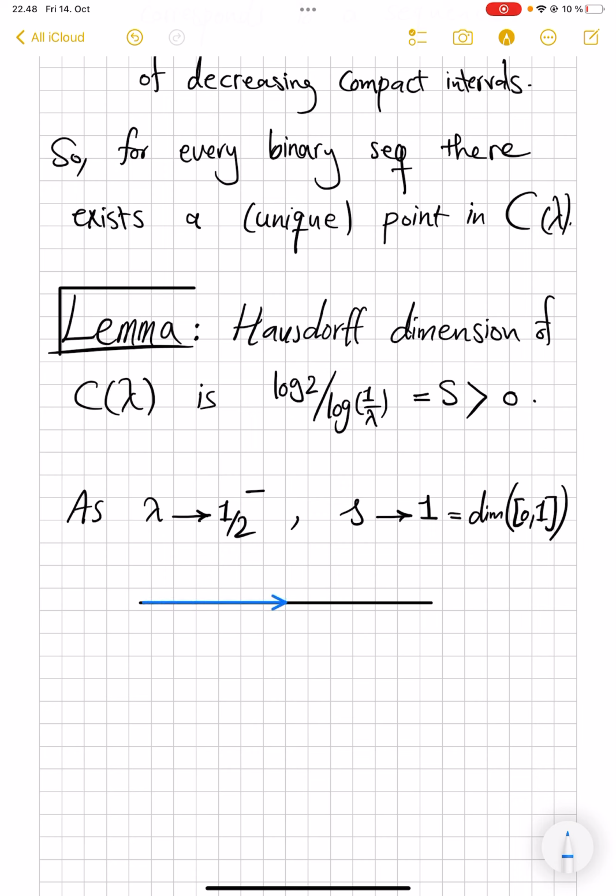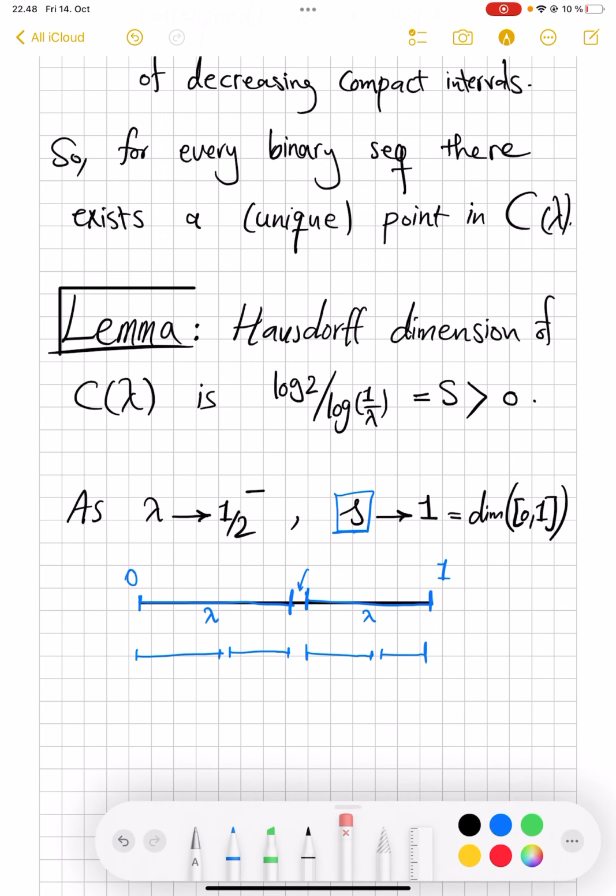So this remains, and maybe this remains. So each of them is close to, remember that each of these are lambda, and if lambda is about 1/2, that means almost nothing is removed here, and that keeps happening for the future iterations also. So you're removing less from 0, 1, and therefore the set is expected to be a larger set, and that is captured by the fact that its Hausdorff dimension gets closer to 1. And of course the opposite direction is also correct.